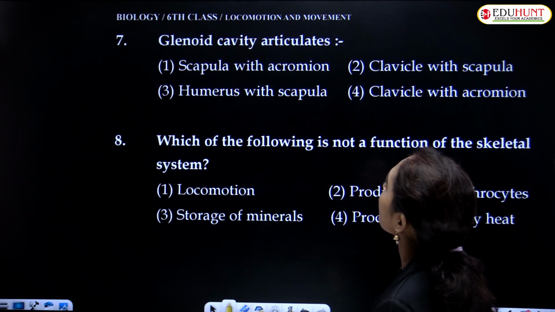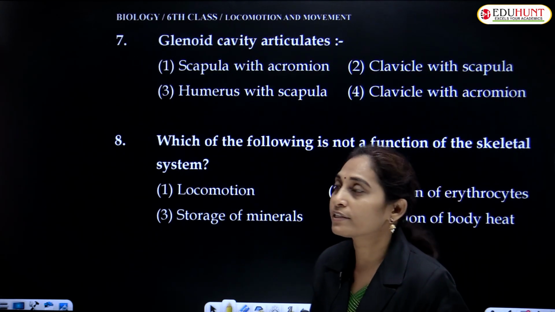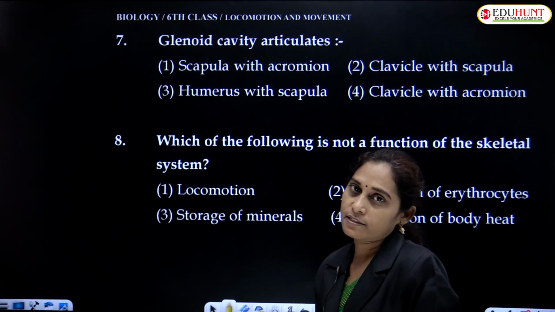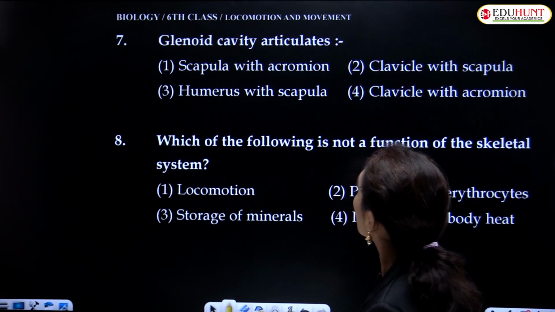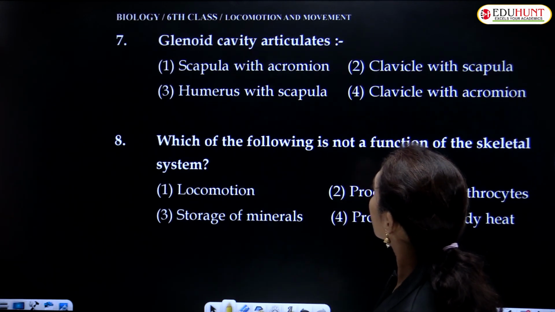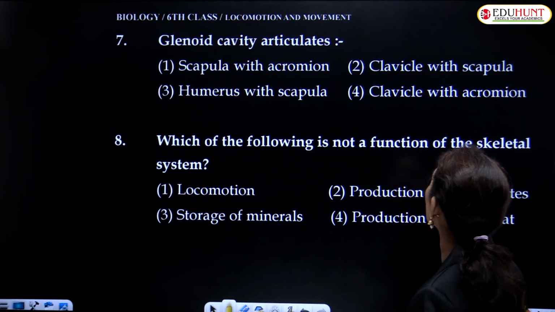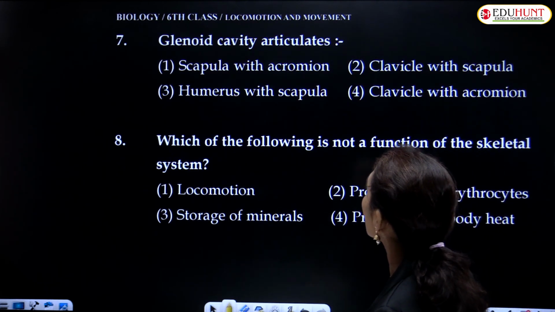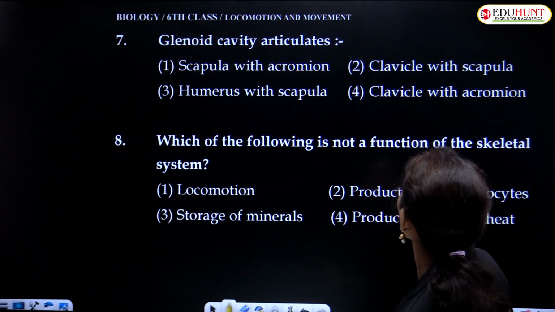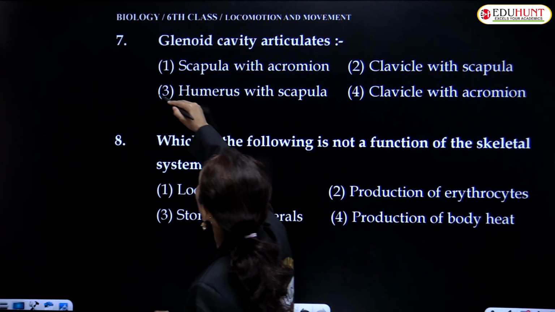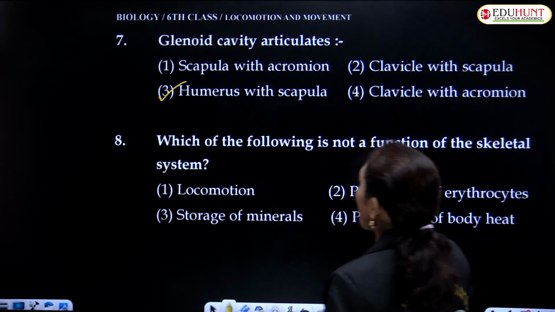Glenoid cavity articulates. Glenoid cavity, where is it present? Yes, it is in the pectoral girdle. The cavity articulates scapula and acromion, clavicle and scapula, humerus with scapula, and clavicle with acromion. It is the humerus with scapula.